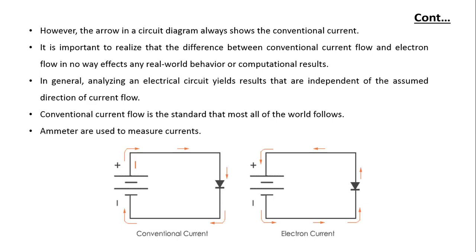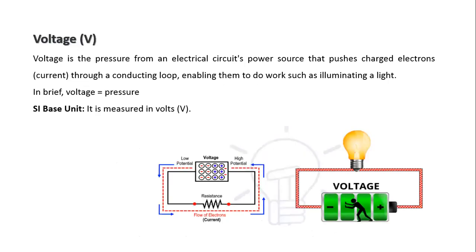That's it. An ammeter is a device that is used to measure the current. How we use an ammeter and how we arrange it in the circuit will be discussed in the near future. Next is voltage. Voltage is a pressure from an electrical circuit power source that pushes charged electrons, the current, through a conducting loop, enabling them to do work such as illuminating a light.